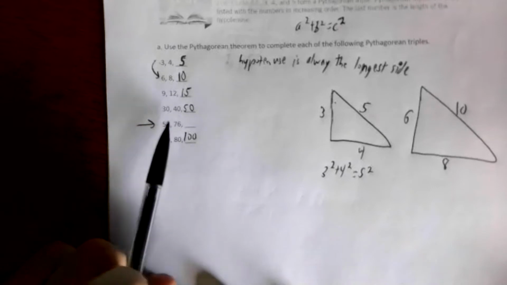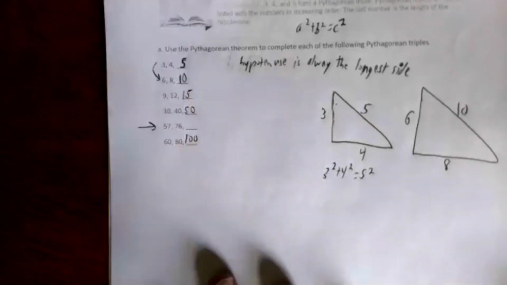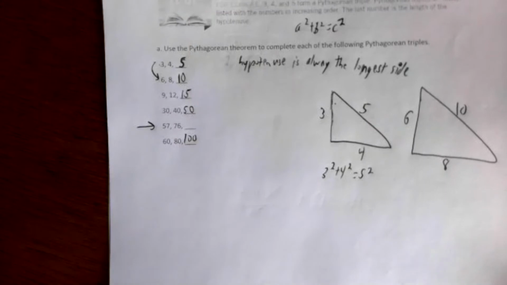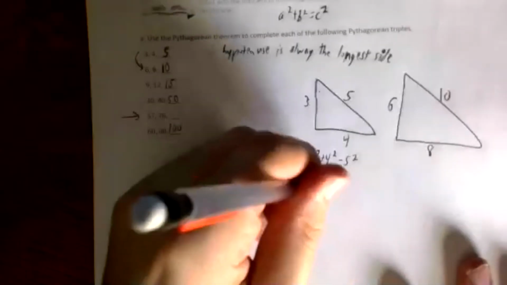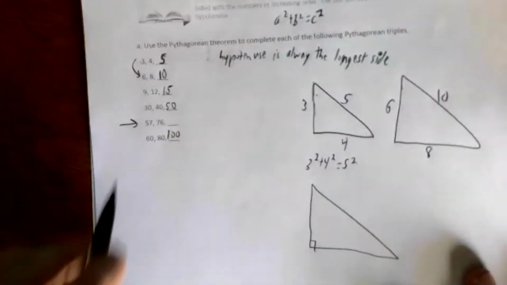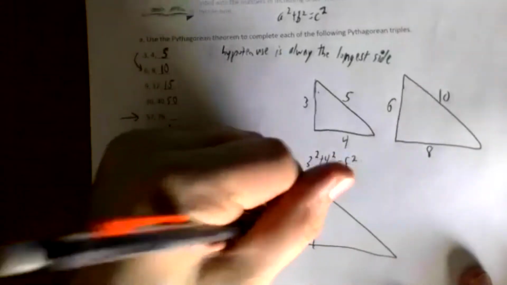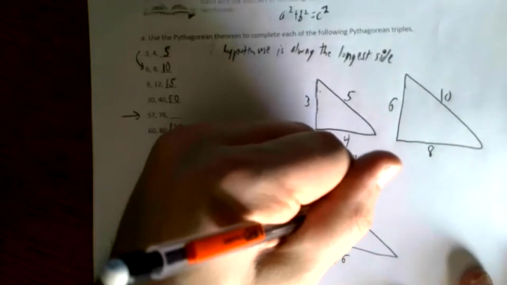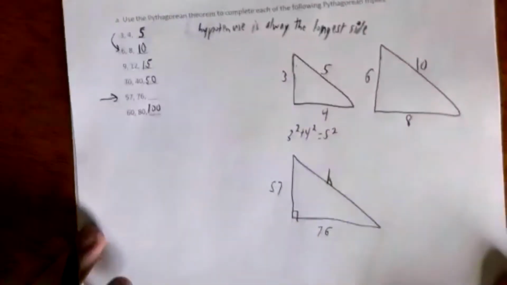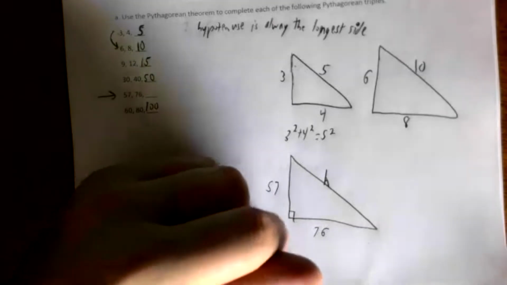So how can I solve for the length of this hypotenuse that we don't know? Well, I can draw a right triangle. And I know the length of one leg is 57. The length of another leg is 76, but I don't know the length of my hypotenuse, right? So how can I find the length of my hypotenuse here? 57 squared plus 76 squared. Yep, 57 squared plus 76 squared equals h squared. So I add those two together.